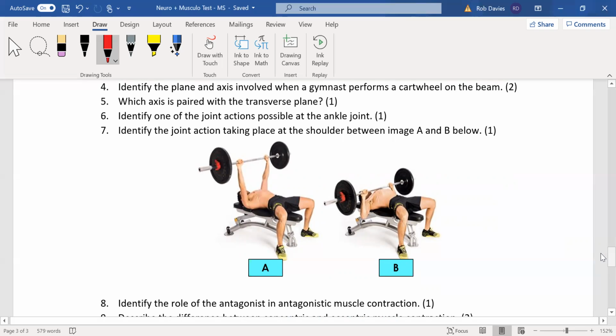What have I got down here? From A to B, horizontal abduction. So it's moving the limb backwards while it's held parallel to the ground. If it was going the other way, going from B to A, that would be horizontal adduction. Horizontal abduction is coming the other way.